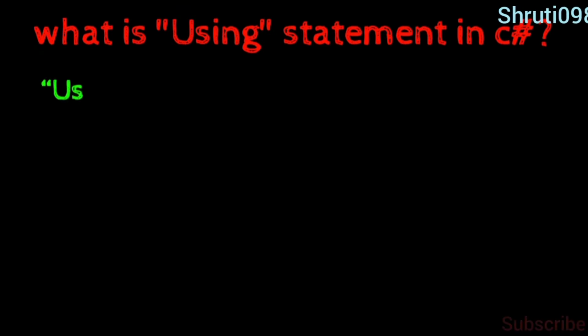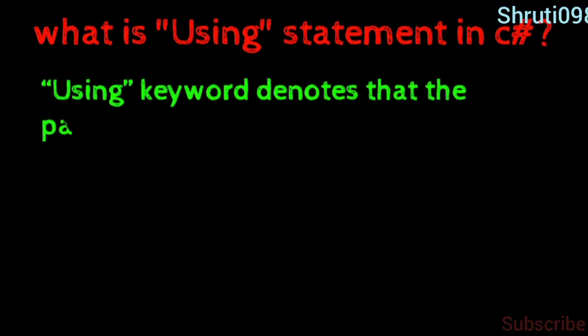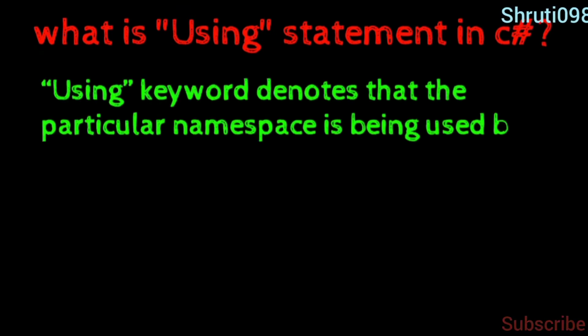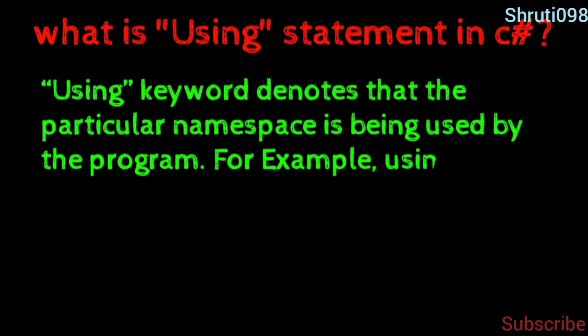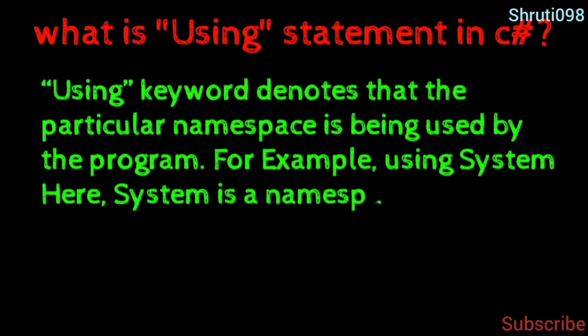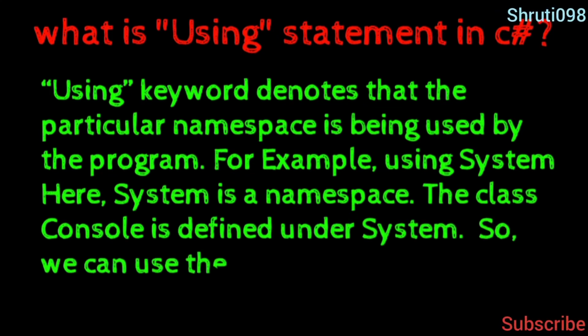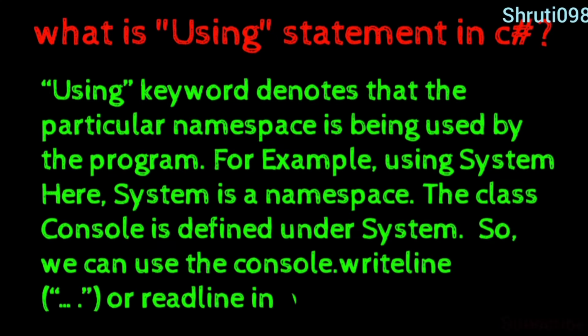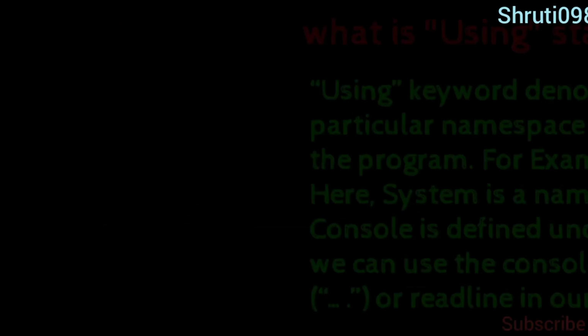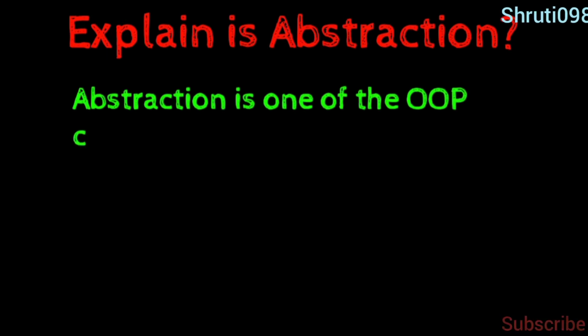Question: what is using statement in C#? Answer: using keyword denotes that the particular namespace is being used by the program. For example, using System, here System is a namespace. The class Console is defined under System. So, we can use Console.WriteLine or ReadLine in our program. Question: explain abstraction. Answer: abstraction is one of the OOP concepts.